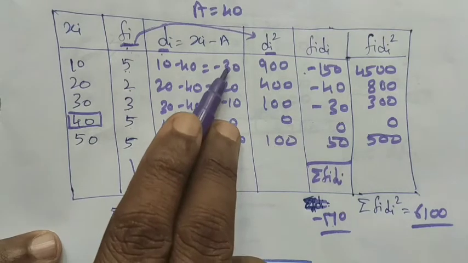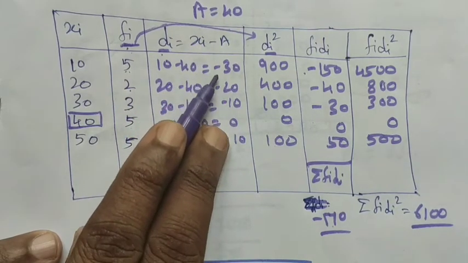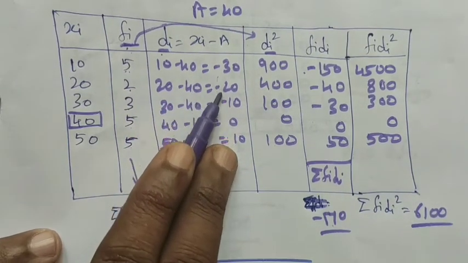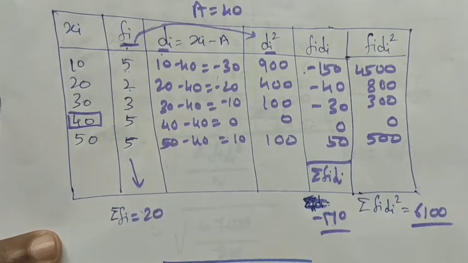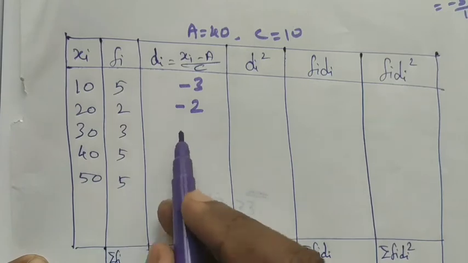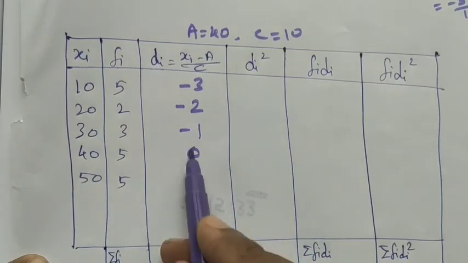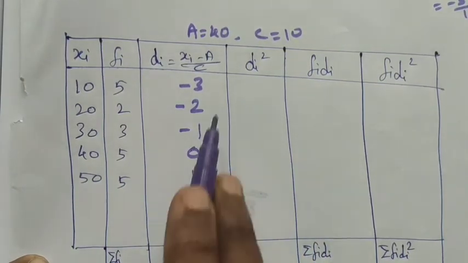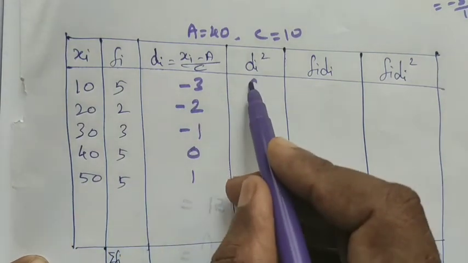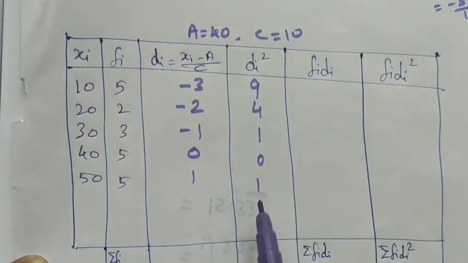See, here xi minus a is the assumed value deviation. We have found this value, and now I am going to divide it by 10. That is the step deviation method form. So here we get minus 3, minus 2, minus 1, 0, and then plus 1. Now square these terms, we get 9, 4, 1, 0, 1.